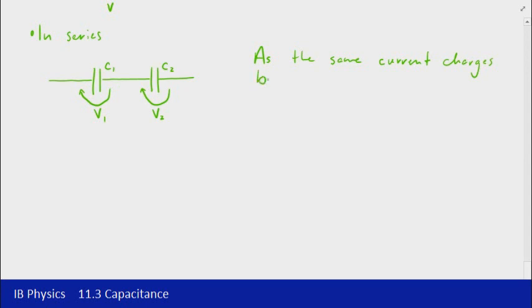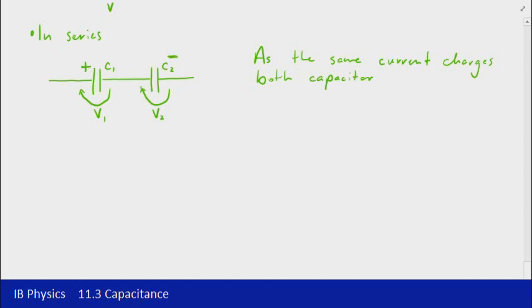What ends up happening there is that, say, if the current's flowing from right to left, electrons are being pulled off the plate on the left hand side here, then that plate becomes slightly more positive. So this one becomes slightly more positive, and this plate over here becomes slightly more negative.